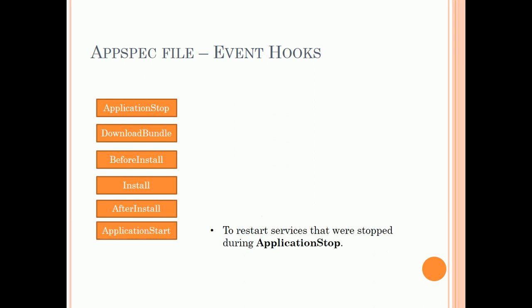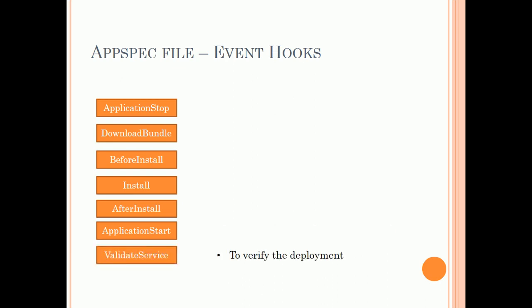The next event hook is application start. During this deployment lifecycle event, we can define the scripts to restart the services that were stopped during the application stop event hook. The next is validate service. This event will be used to describe the scripts to verify the deployment. All these event hooks will be used in the in-place deployment.